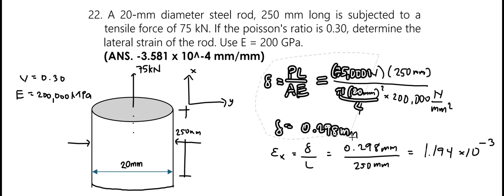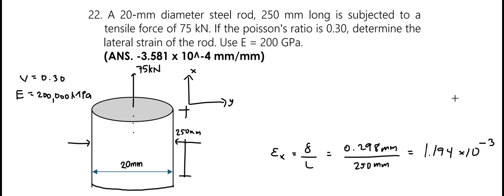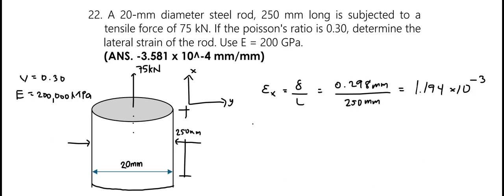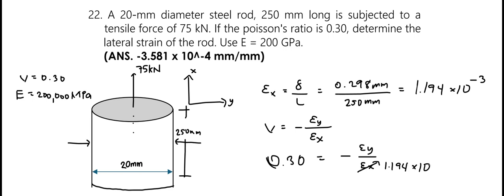And to solve for the strain along the lateral axis, we make use of the concept of Poisson's ratio. That is, the Poisson's ratio is equal to the strain perpendicular to the applied force, E sub y, divided by the strain acting along the longitudinal direction, E sub x, and the value here is negative. So we have 0.3 equal to negative E sub y divided by E sub x, that is a value of 1.194 times 10 raised to the power of negative 3.